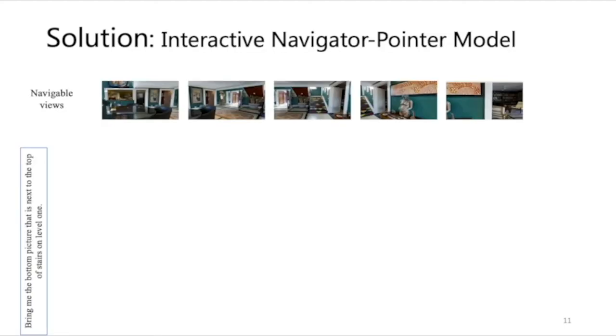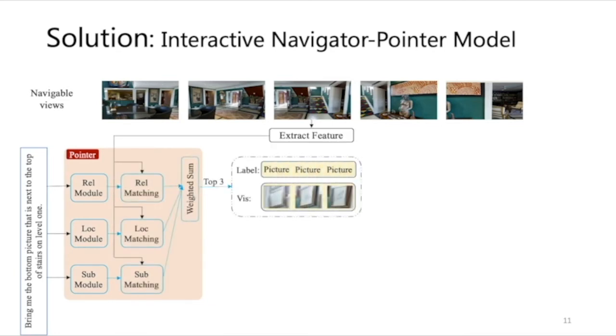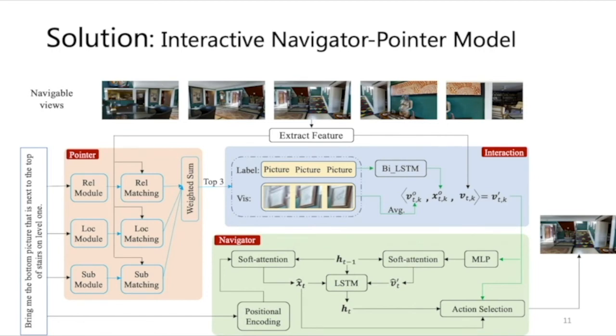Here we implement the second combination manner using an interactive navigator pointer model. At each step, the pointer outputs labels and visual features of top 3 objects matched to the instruction, which are further encoded and concatenated by the interaction module. Finally, the navigator predicts the next navigation action based on the concatenated visual feature and the instruction.